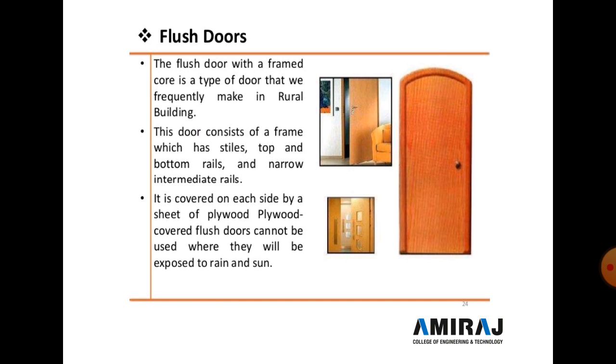Now next type of the door is a flush door. So what is flush door? So flush door is a framed core type of the door which is frequently made in a rural building. So this type of the door consists of a frame which has a steel top, generally made of the steel, timber, and plastic. So here top and bottom rail is provided, and narrow intermediate rail is provided in an intermediate, and it is covered each side by the sheet or a plywood, and plywood cover.